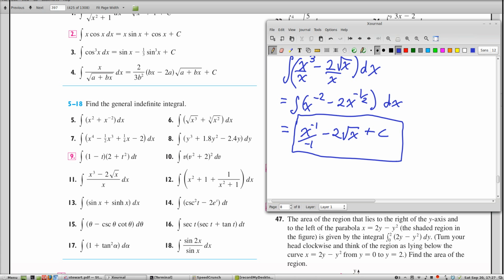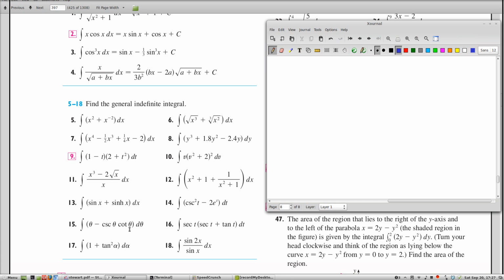There's the answer to this question. All of these have their little tricks, and maybe I'll just tell you. Number 17 is probably a trick to convert back to secant squared. So you have sine squared x plus cosine squared x equals 1, and then if you divide everything by cosine squared, you get tan squared x plus 1 equals secant squared x. And that's the snarky trick going on here with number 17.